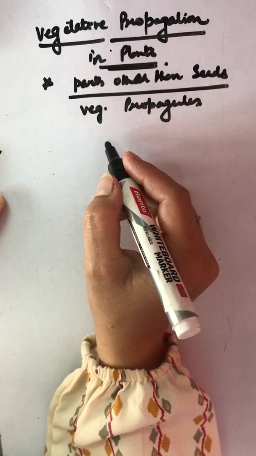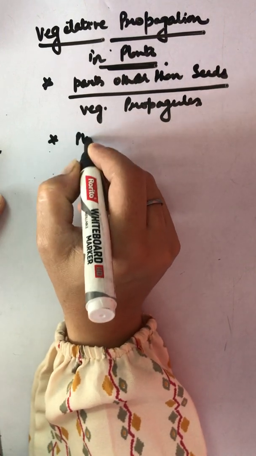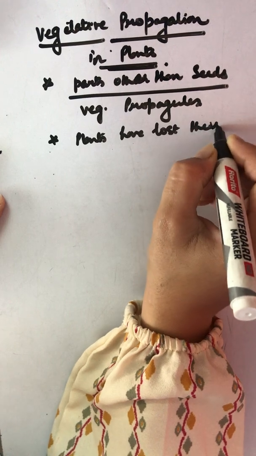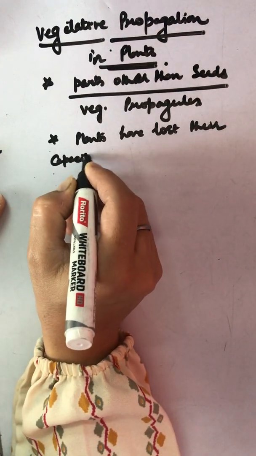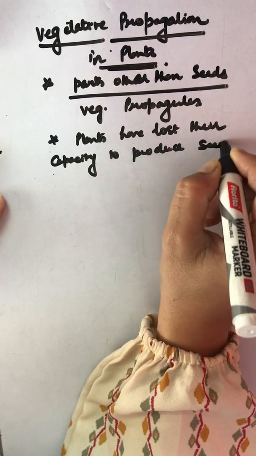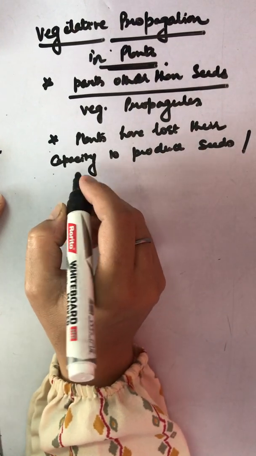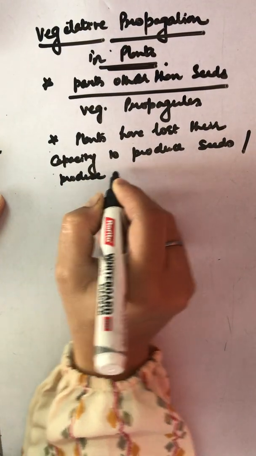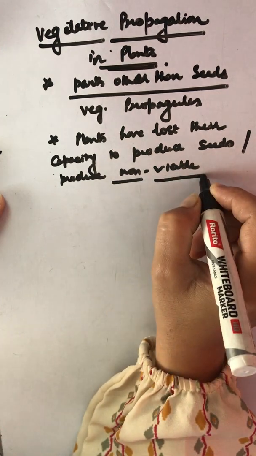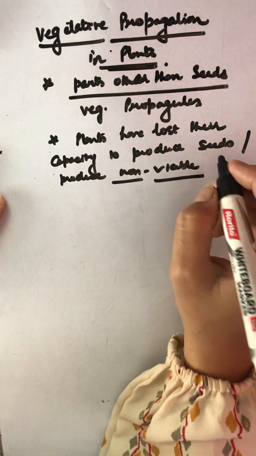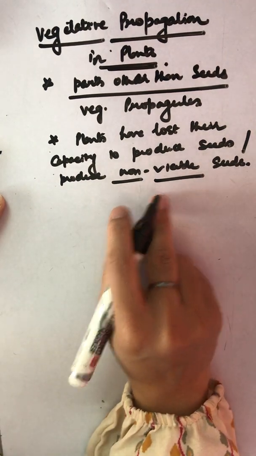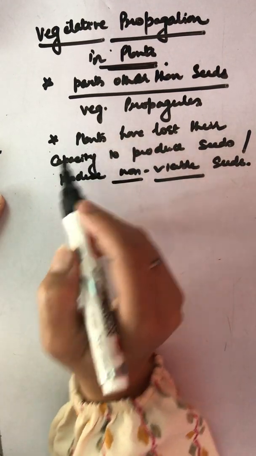and it is a method of propagation in which plants have lost their capacity to produce seeds or produce non-viable seeds. That means seeds are produced but they do not have the capacity to germinate. So it is very essential for such plants.